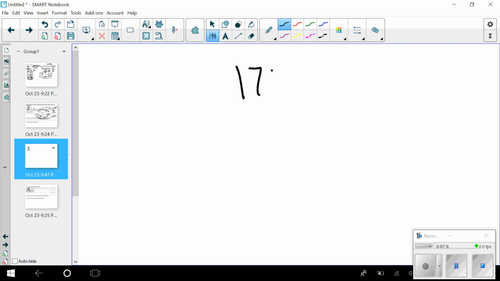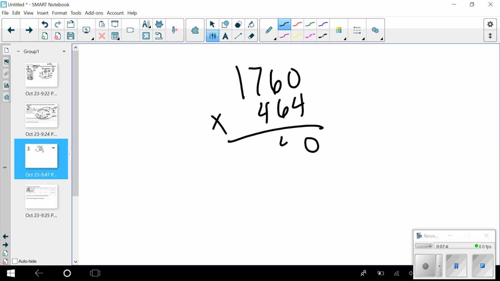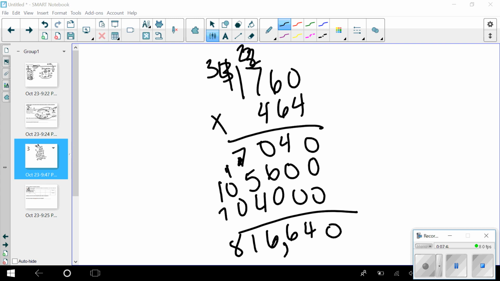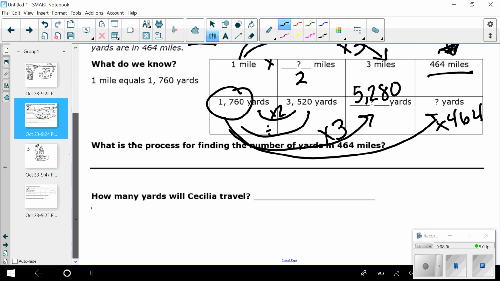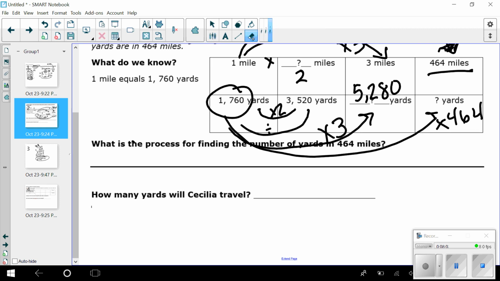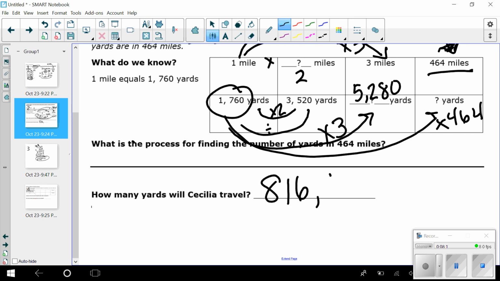1,760 times 464, right? And when you multiply that out, look at what you get. 816,640. So when I come back over here, I got how many yards will she travel? 816,640 yards. That's a lot of yards. But really, it's this many miles.